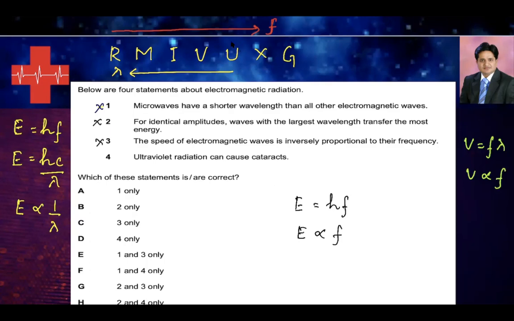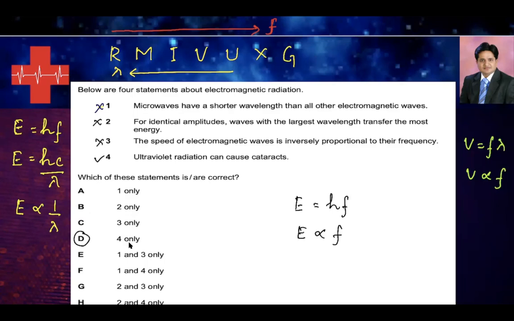Because ultraviolet has a higher frequency than the visible, obviously its energy is more. And if its energy is more, it can cause cataracts. So your option 4 is considered correct. Now, if you look at the answers, which of the statements are correct? One only, that's wrong. Two, no. Three, no. Four, yes. D.